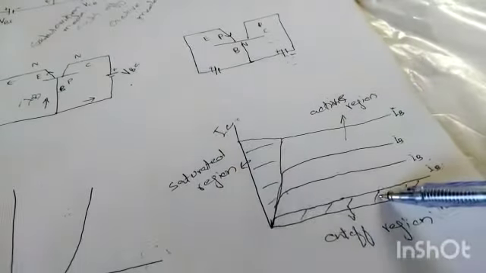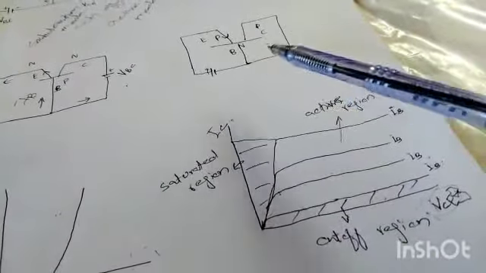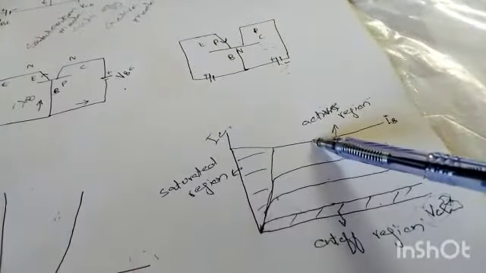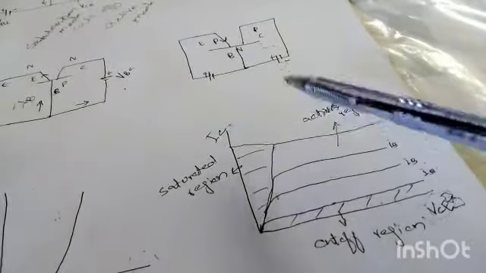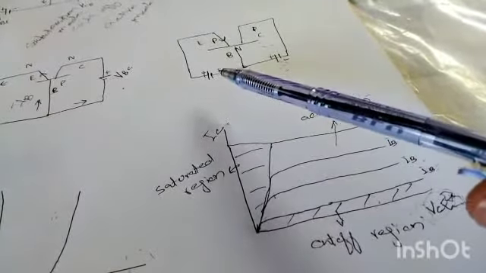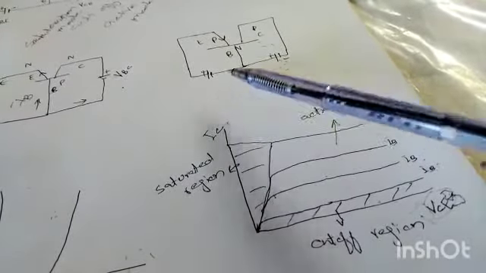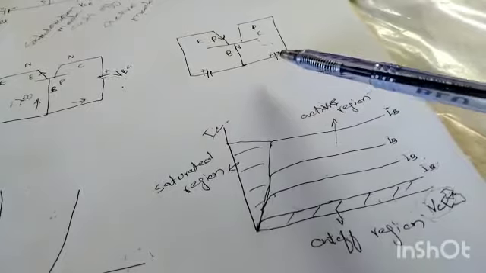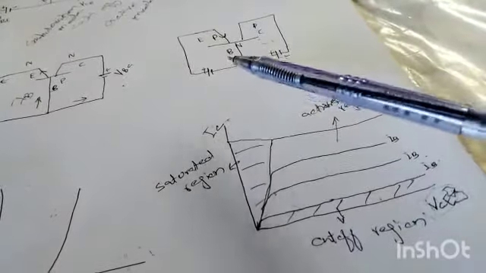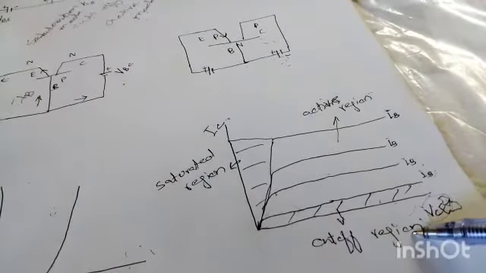Cutoff region is that region in which the input current is 0 and you have a very small output current. You draw this output characteristic curve at a certain constant input current. So when the input current is 0, there is a very small amount of output current, and that current you get at zero input current, that output current region you call the cutoff region.